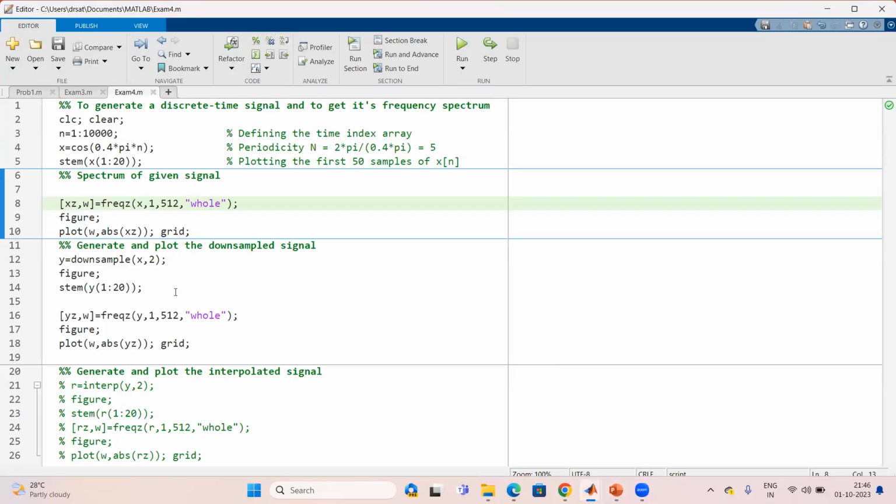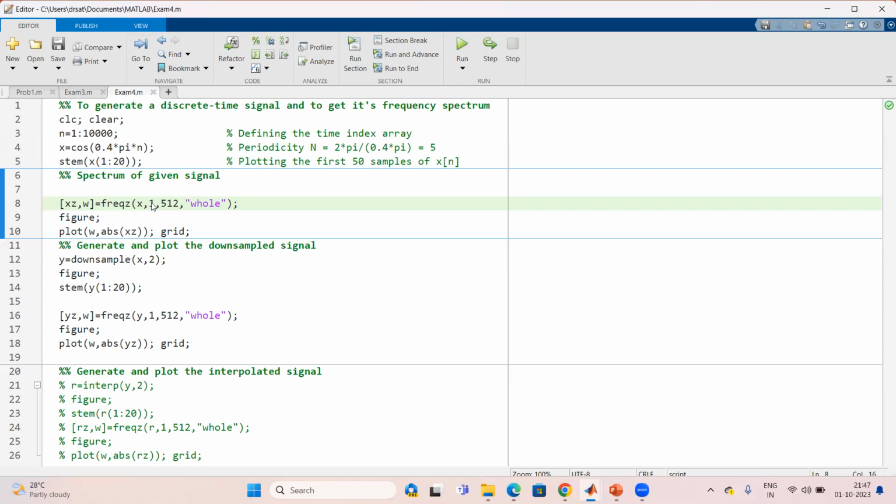If we have any filter and we have the B and A coefficients, we can substitute them there and find the frequency response of the filter. Even if we have any signal, the same frequency response can be calculated, provided that we give the signal itself instead of B. So in place of B, we apply X, and in place of A, we give the value equal to 1.